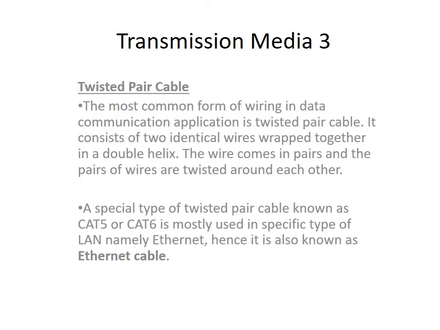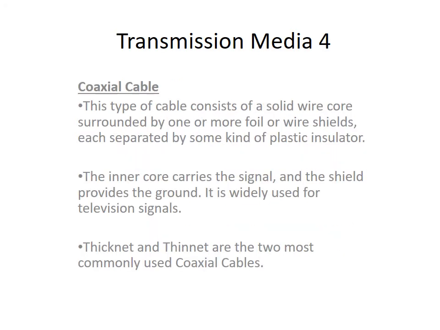Twisted pair cable. The most common form of wiring in data communication applications is twisted pair cable. It consists of two identical wires wrapped together in a double helix. The wires come in pairs and the pairs of wires are twisted around each other. A special type of twisted pair cable known as Cat5 or Cat6 is mostly used in a specific type of LAN, namely Ethernet. Hence it is also known as Ethernet cable.